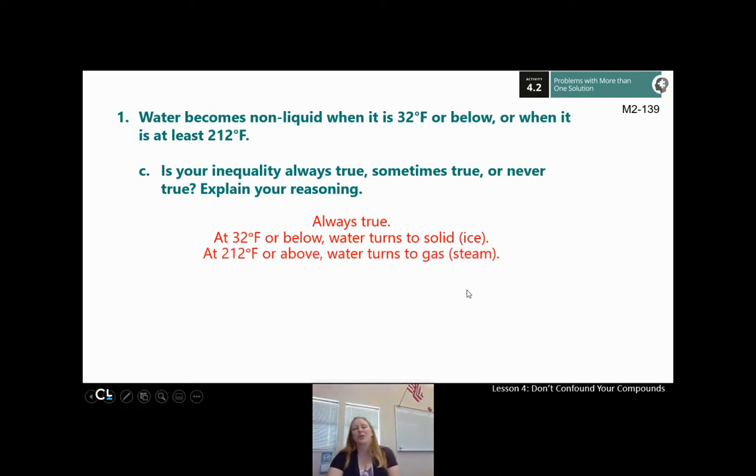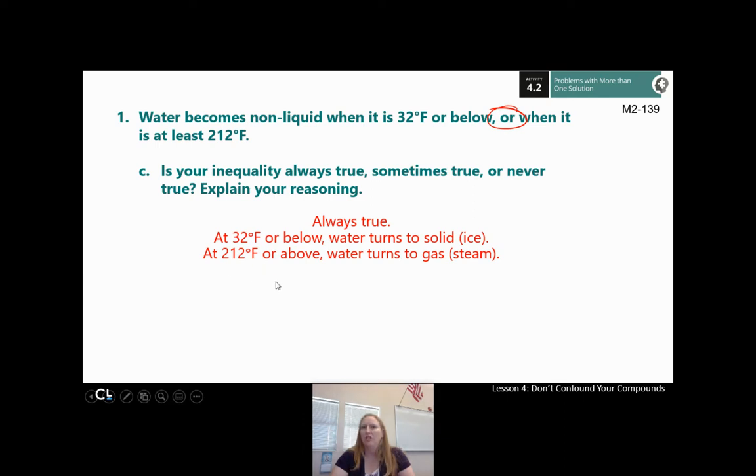Of course, if it's 212 degrees or above, it's boiling. Your water turns to gas and it's steam. So this is always true. If it's 32 degrees or below, or above 212, and notice they even gave us the word or. Did you like how they even gave us the word or? There it is, or. When it's 32 or below, or when it's at least 212, it is not liquid. At least water's not. Different elements have different boiling points and different melting points, but not water. Don't drink it if it's boiling.